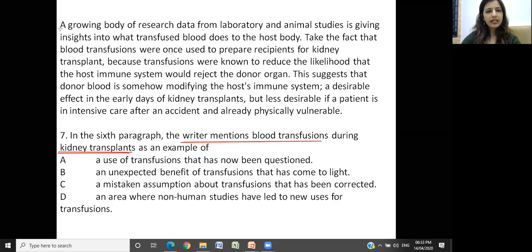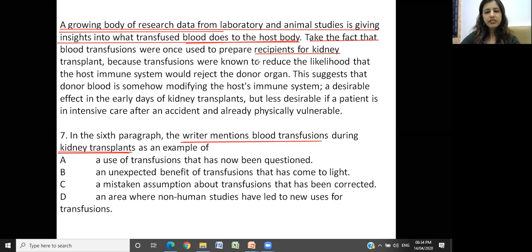He is in fact saying that a growing body of research from laboratory and animal studies is giving insights into what transfused blood does to the host body. See again how it is linked to the previous paragraph. In the previous paragraph, the writer said it is difficult for us to identify what the blood actually does to the host body. But now he says that we have some research data that is telling us what it does to the host body. Then the writer is citing this example that these were used once for kidney transplant.